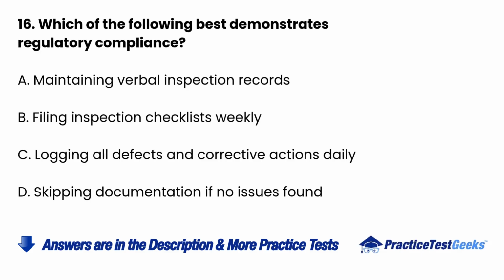16. Which of the following best demonstrates regulatory compliance? A. Maintaining verbal inspection records. B. Filing inspection checklists weekly. C. Logging all defects and corrective actions daily. D. Skipping documentation if no issues found.